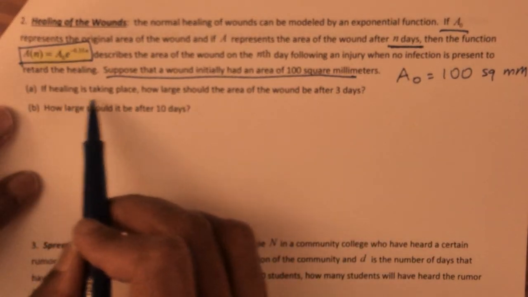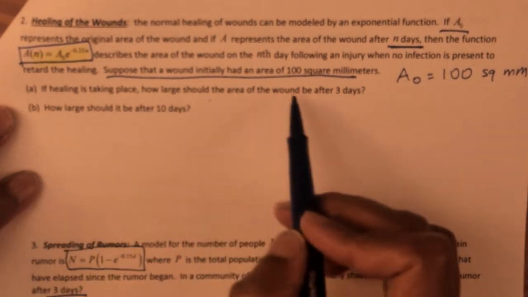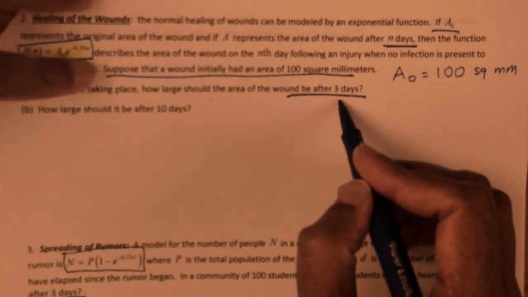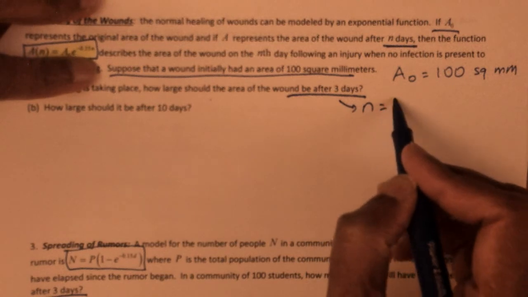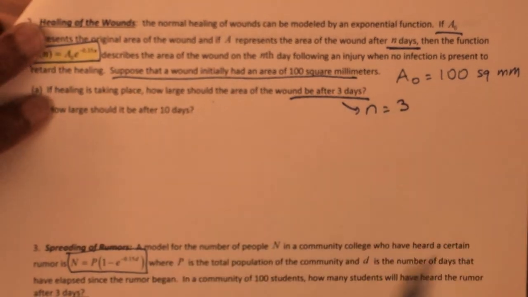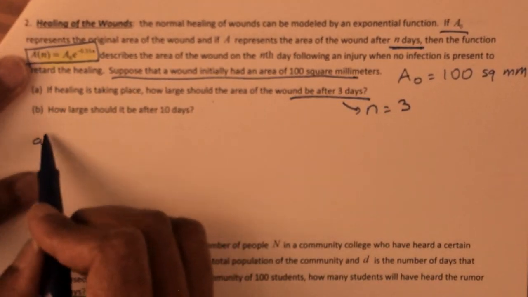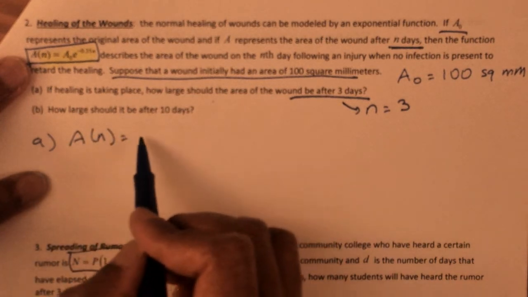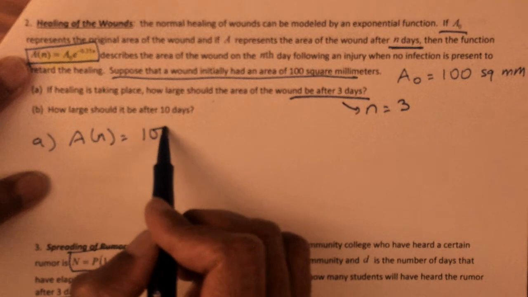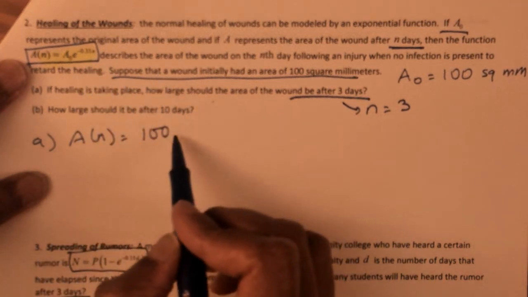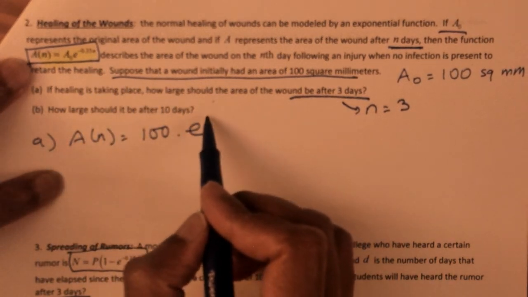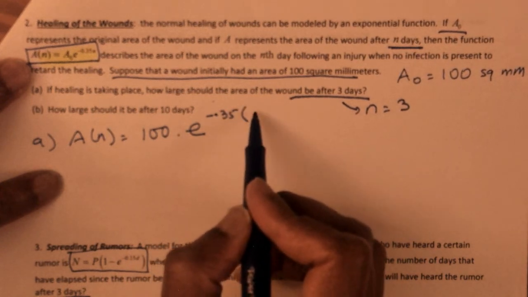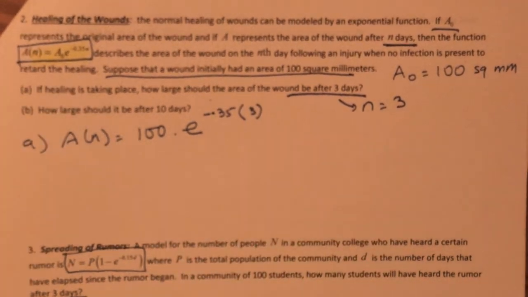Let's see what else. If the healing is taking place now, how large would the area be after 3 days? So here I'm talking about n equals 3. So let's go ahead and do A. A_n is what I'm trying to find. A_0 is 100. So I'm just using this formula times e raised to the power of negative 0.35 multiplied by 3. Because it is after 3 days, right?